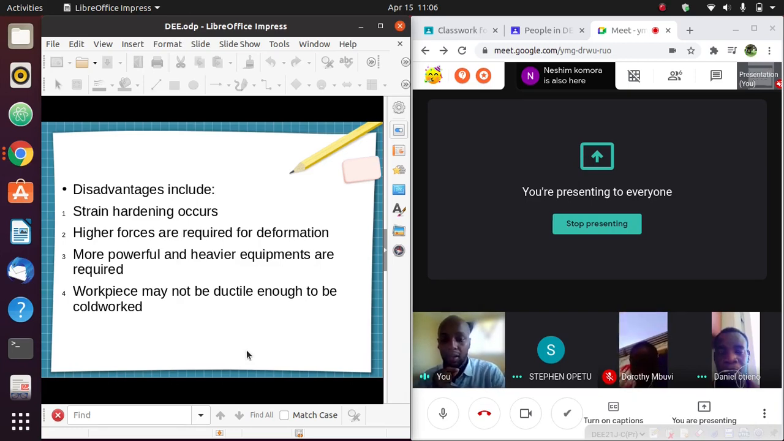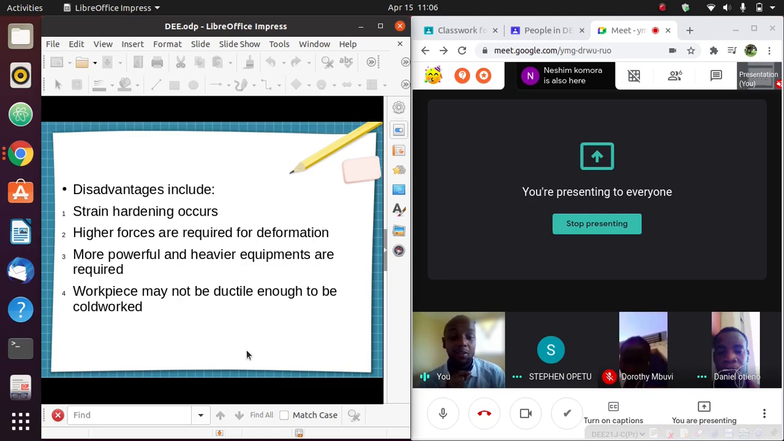Especially now katika industrial level of machining ama industrial level of kule kwa industry. You will require heavier equipments, more powerful equipments to do the same work as compared to mtu ambaye ana heat his metal. Someone who is increasing the temperature will require less force, less smaller machines as compared to ule mtu ambaye anafanya at room temperature.